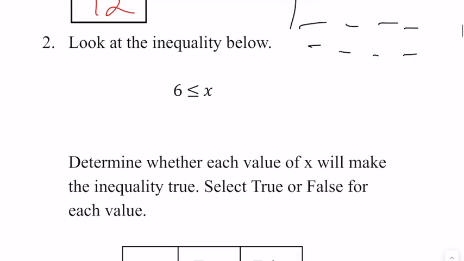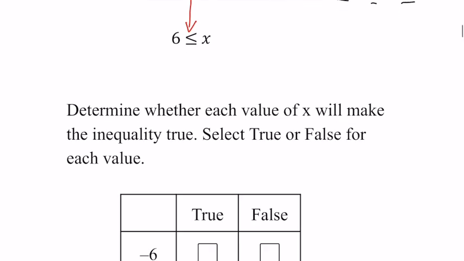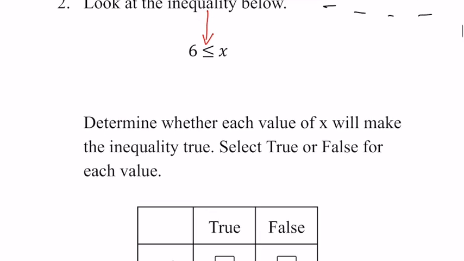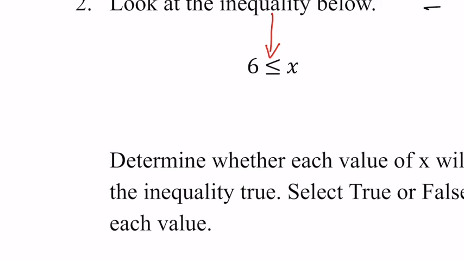All right, so let's see. Next one, look at the inequality. The inequalities below. It's talking about that symbol right there. Determine whether each value of x will make the inequality true. Select true or false for each value. So let's do a little recap for today, just in case I see it again. If it looks like this or like that, this is less than. This one is greater than.